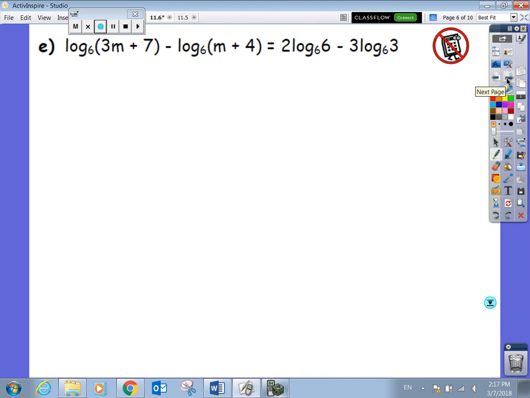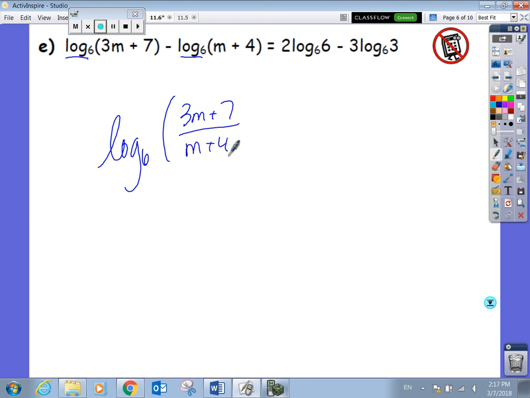So this problem, when you first look at it, looks like it might be scary, but it is not at all. Just look at each side individually. So look at the left side, log base 6, log base 6. If we're subtracting, that becomes log base 6 of 3m plus 7 over m plus 4. If you know those laws and how to use them, the math is easy. Remembering the laws and knowing how to use them is the difficult part, just like the last unit. All the math was easy, but it was knowing how to use what formula to plug into what equation.